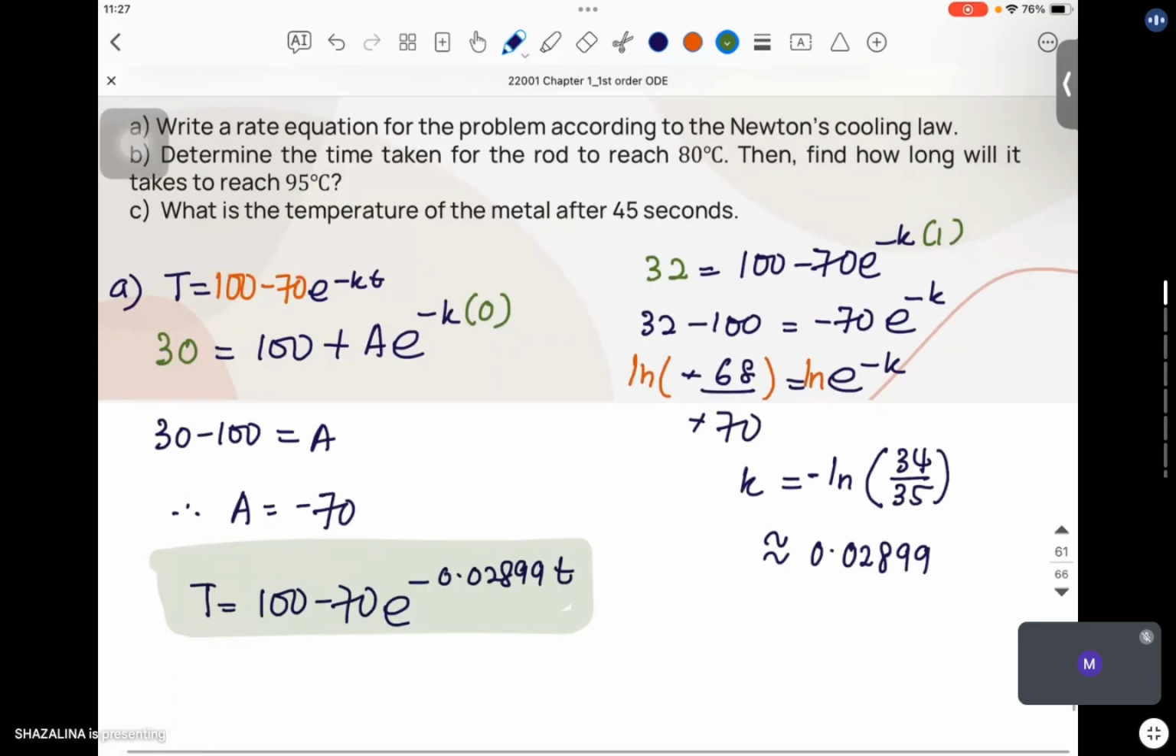Tak ada soalan, saya sambung. Determine the time taken for the road to reach 80 degrees Celsius and then find how long will it take to reach 95 degrees Celsius. Okay, yang ni soalan dia nak apa? The question asks you to find the small t. Small t when capital T is 80, small t when capital T is 95.